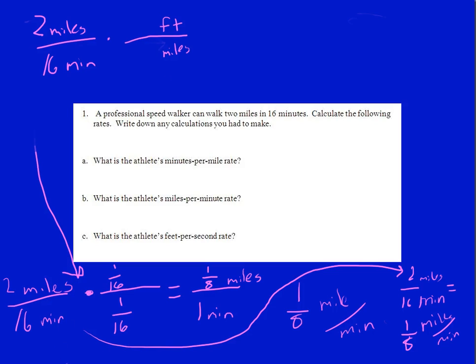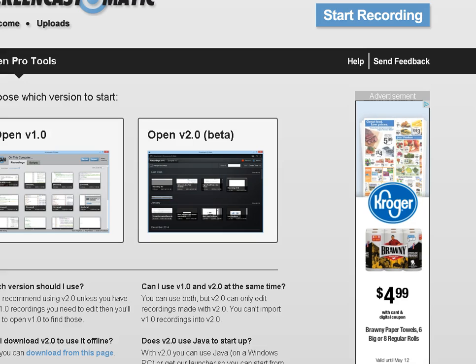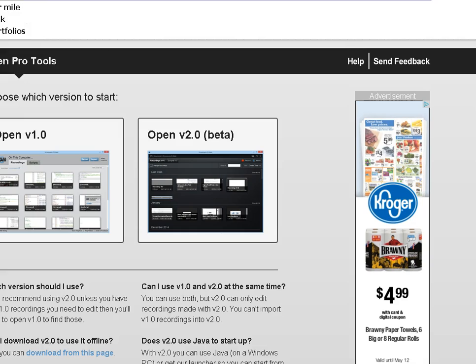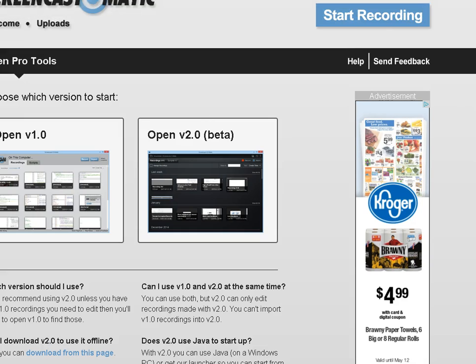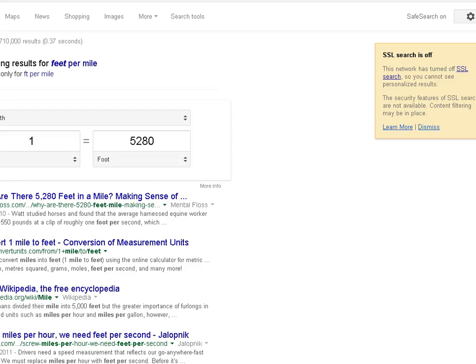So really quickly, you want to know how many feet there are in 1 mile. So we'll just Google really quick, feet per mile. I always forget the exact number, and so I want to be smart.